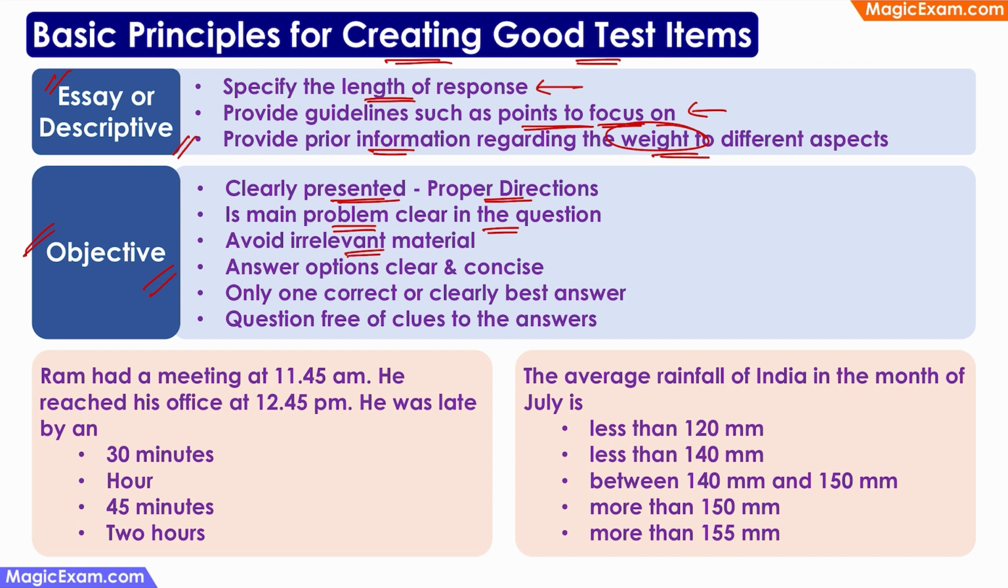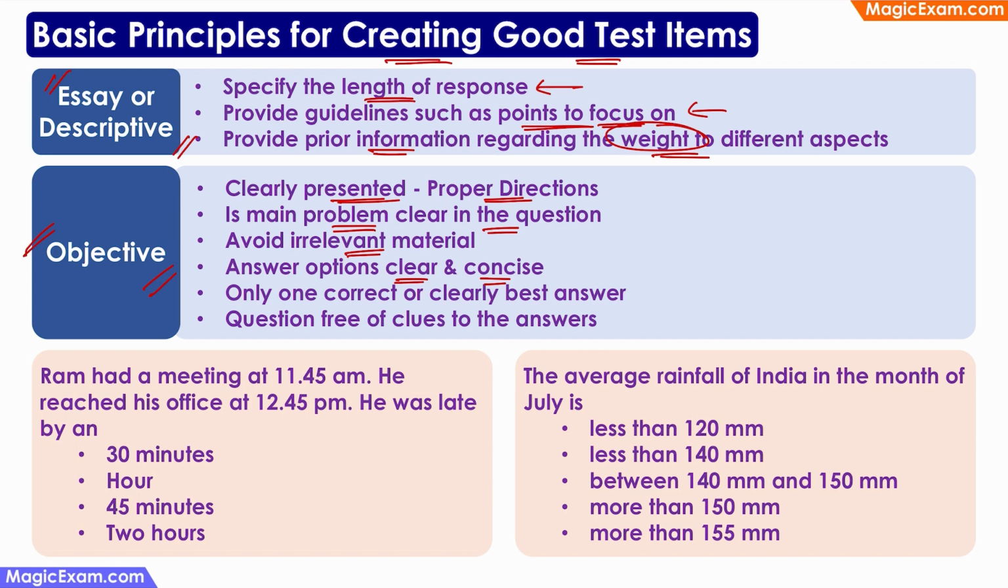And the question should not have irrelevant material. For example, if I give you a lot of unnecessary information in a question, unless I'm trying to see how well you can filter out the irrelevant information, the question should consist only of relevant information that is required for answering the question. And the answer options should be clear and concise. The answers should not be so long that it takes so much time to read and understand that people forget what the question was in the first place. So the answers should be clear and concise.